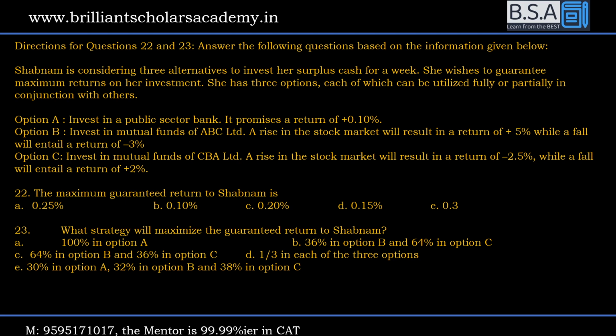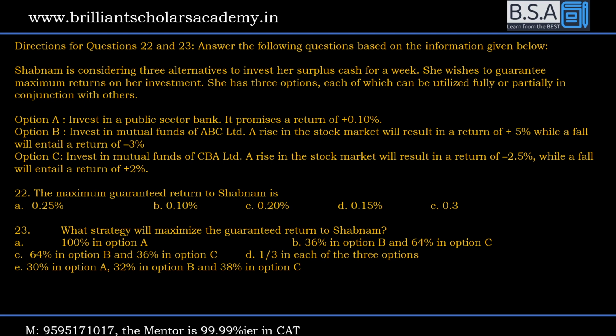Option B, invest in mutual funds of ABC Limited. A rise in the stock market will result in a return of plus 5%, while a fall will entail a return of minus 3%. Option C, invest in mutual funds of CBA Limited. A rise in stock market will result in a return of minus 2.5%, while a fall will entail a return of plus 2%. Slow down, breathe.